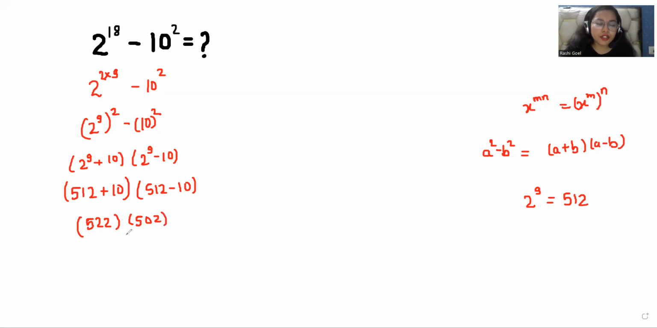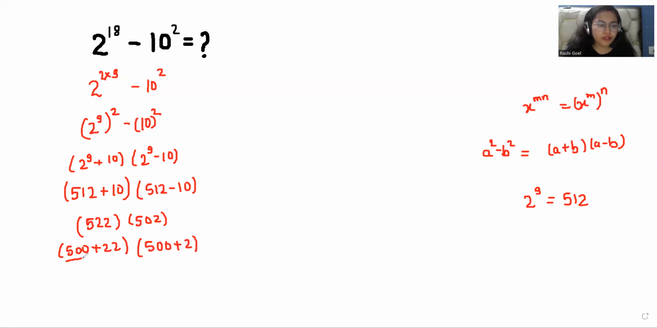Still, it's a big calculation. We can't solve it without a calculator. So we are going to expand it. So 522, I can write it as 500 plus 22, and 502, I can write it as 500 plus 2.